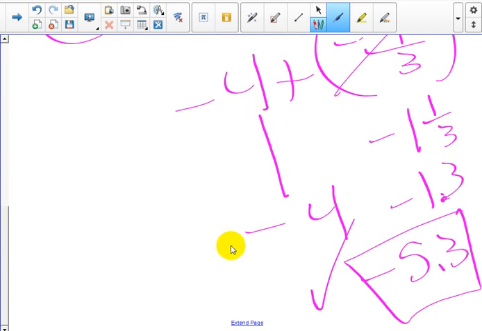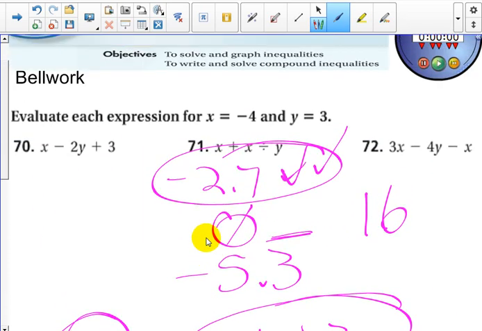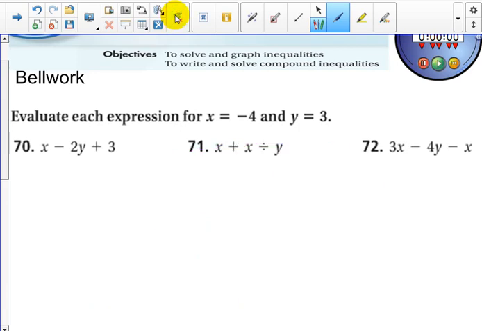So is everybody good with that? Are there any questions? So if you didn't get that correct answer, make sure you rework it tonight and get it correct, because these little things are so important in algebra.